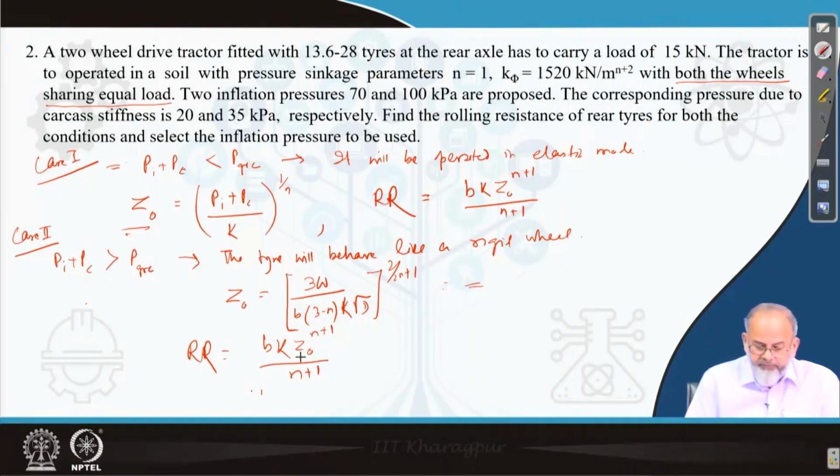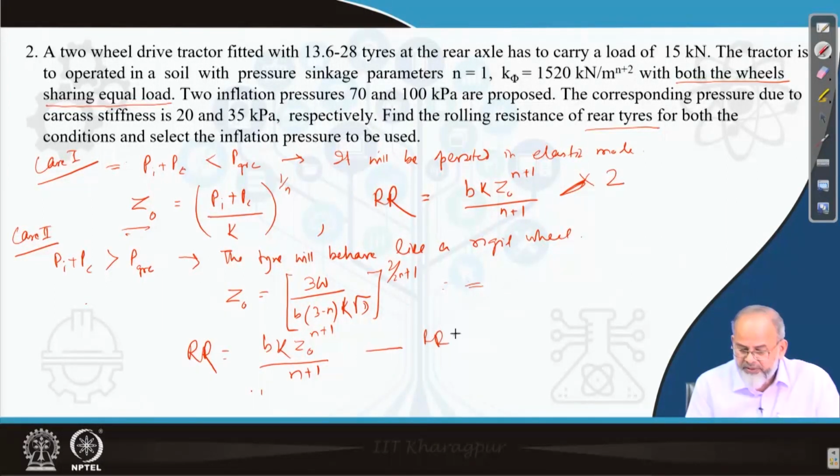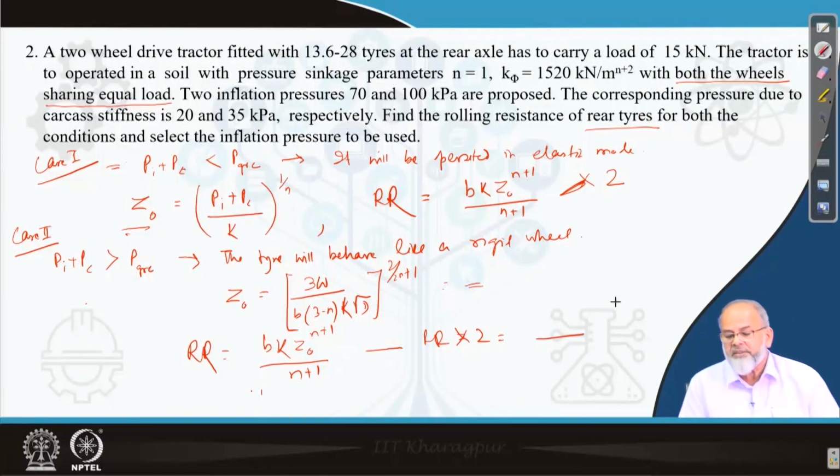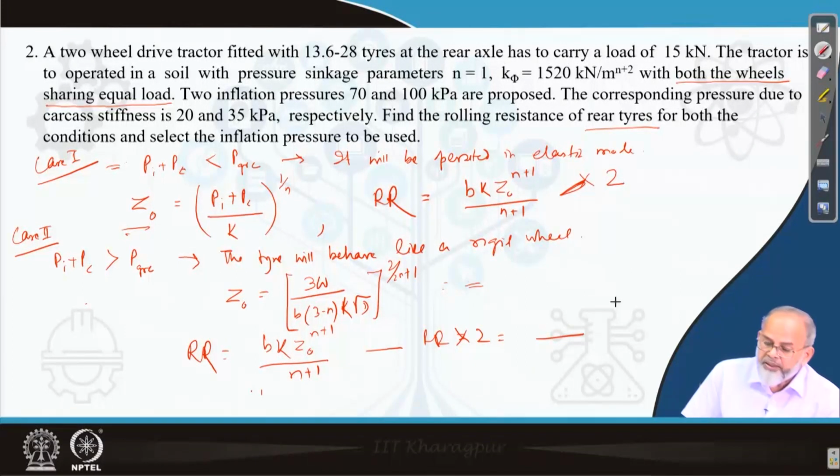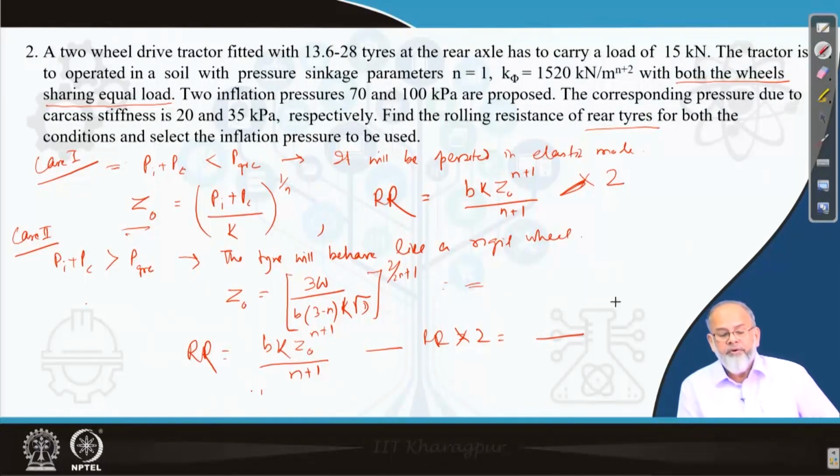Now, this is the rolling resistance for a single wheel. If you want to find out rolling resistance of rear tires, that means this has to be multiplied with 2. Same is the case here, multiply with 2. Now, you verify where the rolling resistance is more, then accordingly we reject that one. Where the rolling resistance is less, that has to be taken, and then corresponding to that, the inflation pressure has to be recommended for continuous operation.